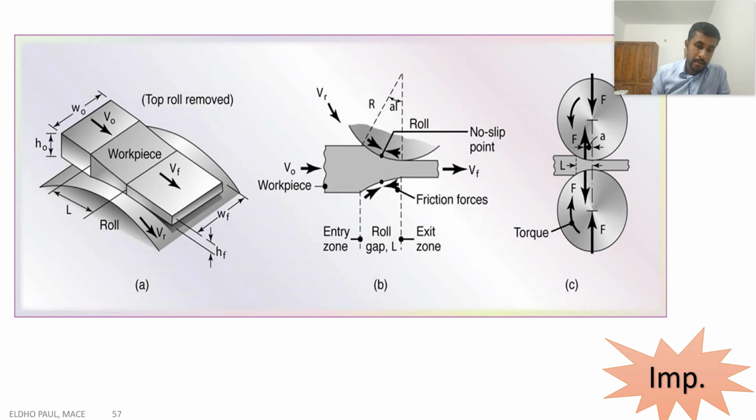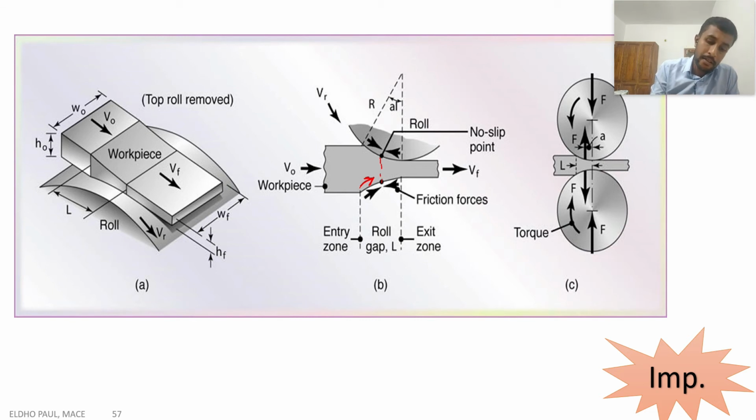Here we can see, to the left of this is my neutral point, or the line passing through the neutral point. To the left of this neutral point, the velocity of the roller is higher than the velocity of the workpiece. So here the direction of friction will be in this direction, because the roller opposes the motion of the workpiece. That opposing force is in the form of friction, and this is the direction of the frictional force between the roller and the workpiece.